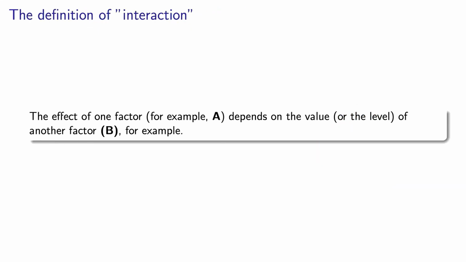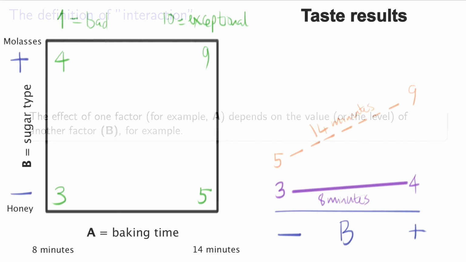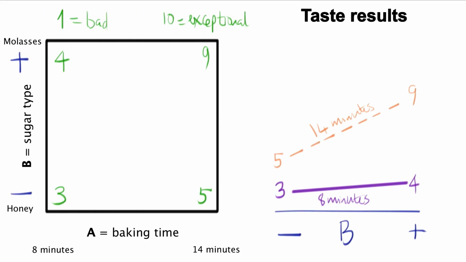Recall that we had said earlier, interactions imply the effect of one variable depends on the level of the other variables. Our conclusion here is that the effect of sugar type depends on the duration that it is baked for. In other words, the time factor.